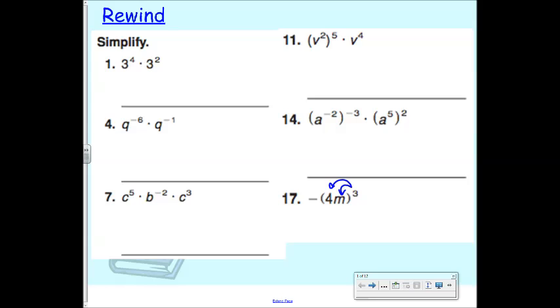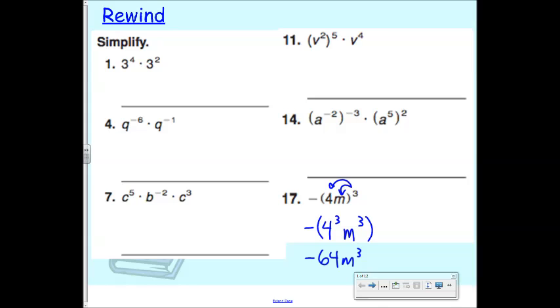Okay, so then this becomes 4 to the third power and m to the third power. Okay. All right, I'm going to keep this in parentheses until we do what with the 4 to the third? Until you solve it. Good, what is 4 to the third power? 64, so that's 64m to the third. And then what happens with this negative? Negative is still out here, because the negative on the outside of the parentheses means that your answer is going to be negative.